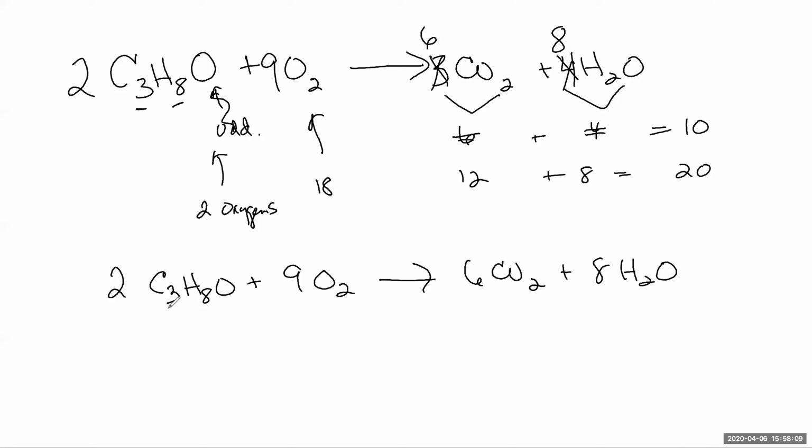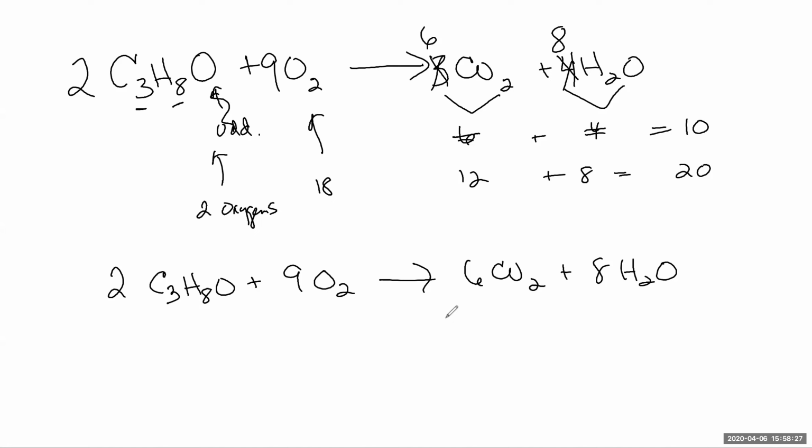I need 2 moles of C3H8O plus 9 moles of oxygen to produce 6 moles of CO2 and 8 moles of water. Or I could talk about individual molecules and say 2 molecules of C3H8O react with 9 molecules of oxygen to produce 6 molecules of CO2 and 8 molecules of H2O.